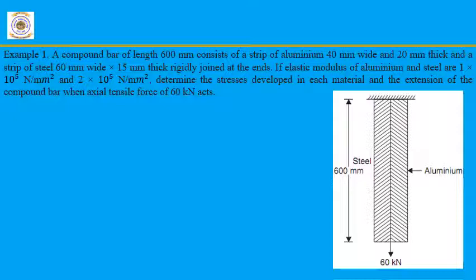If you see the figure, we can see how the two materials are joined. Steel and aluminium are rigidly fixed at the ends, with a length of 600 mm, and the total load acting on the member is 60 kilonewton. Let us see how to solve this problem.